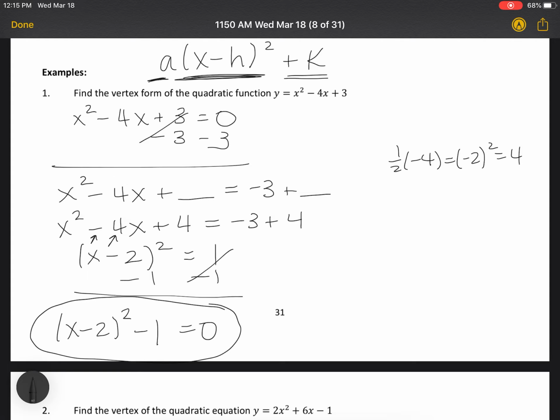Now the a in the vertex form formula, you might not have an a there. In this case, for example 1, the a would be 1. Sometimes we will have a number on the outside of that parentheses, but in this case we did not.